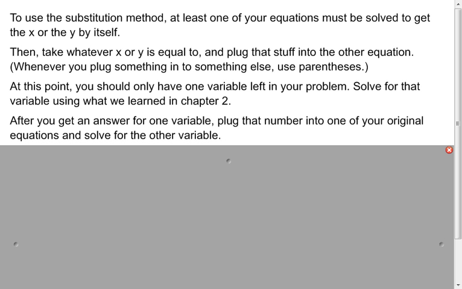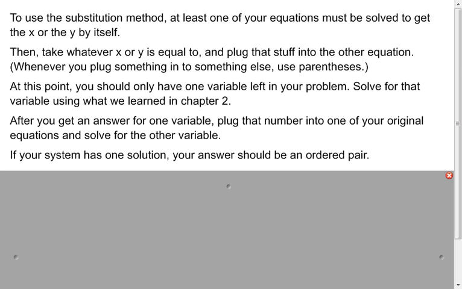After you get an answer for one of the variables, so you get like x equals 3, take that number, plug it back into one of your original equations, and solve for the other one. So if I've already solved for x, I know my answer needs to be an ordered pair, so now I'm going to solve for y. And once I get both of them, that's what my final answer is going to be. If your system has one solution, your answer should be an ordered pair. Remember that from Section 1.